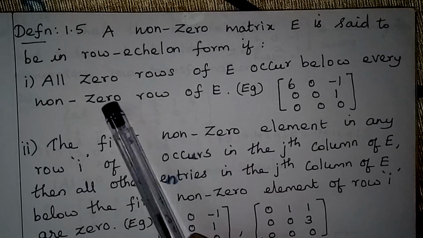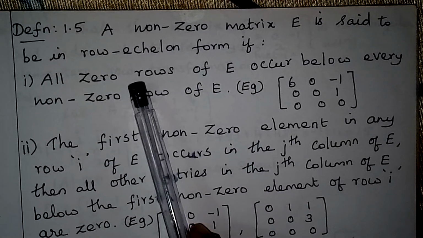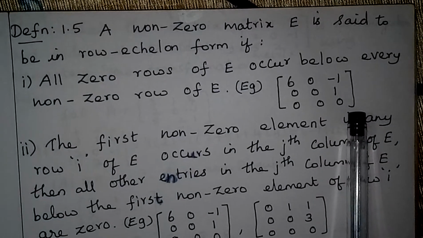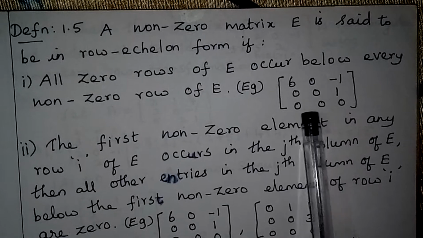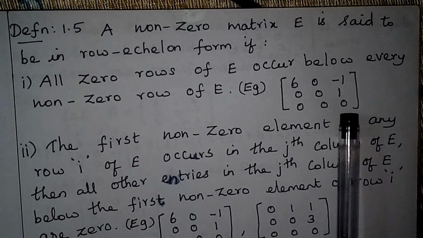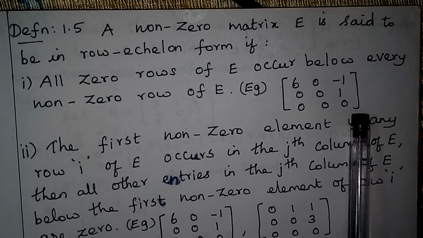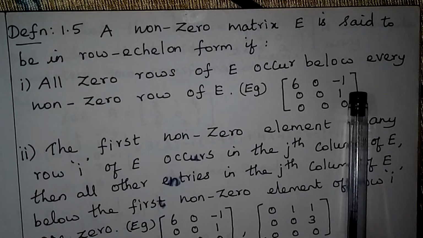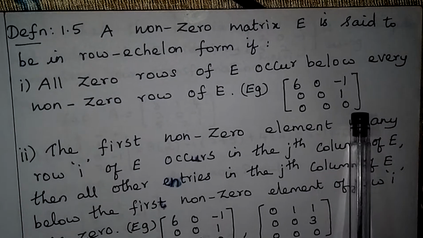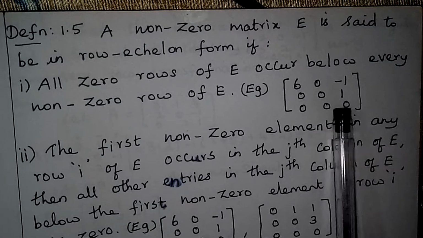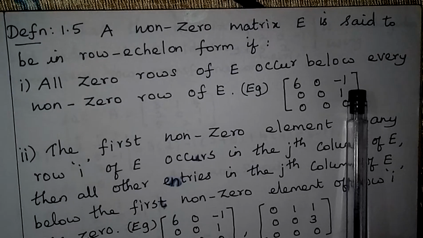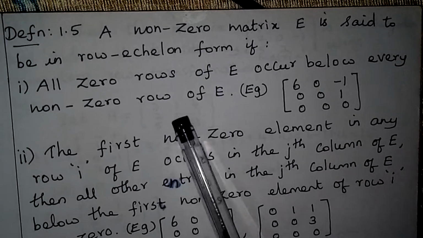Example. What they have given here is a zero row. A zero row means that in a row, all the elements are zero. Here the last row is a zero row. So every zero row occurs below a non-zero row. You see here all the elements are 0, it is a zero row, and it occurs below this second row. But this second row is a non-zero row. That is what they have given first.